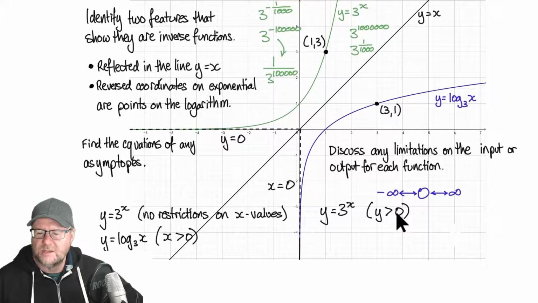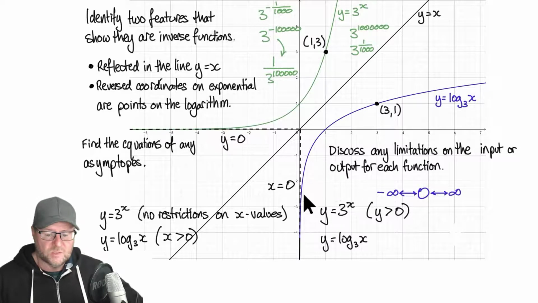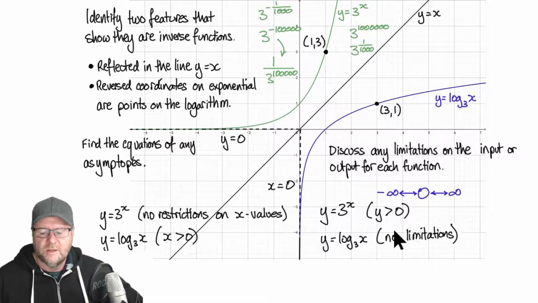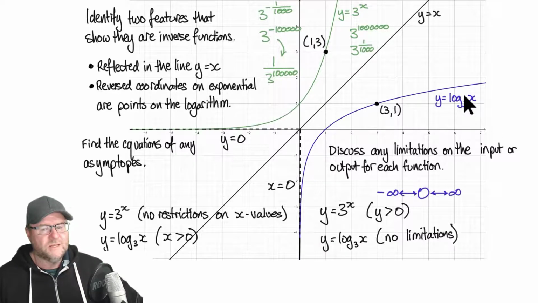Is there any limitation on the output for my logarithmic function? Well, no. My y values can go as high as they want as I go for massively big x values. And as I come down towards 0, my y's will just continue to go down. So there's no real limitation on the output. It was only a limitation on the input. But for the things that I can put in, there's no limitation on the output.